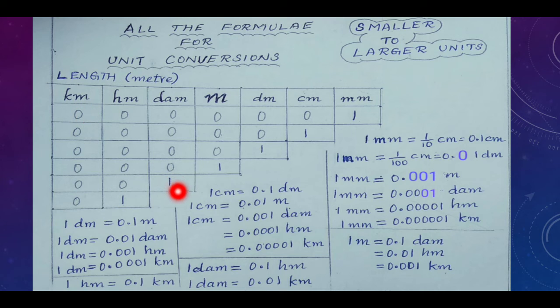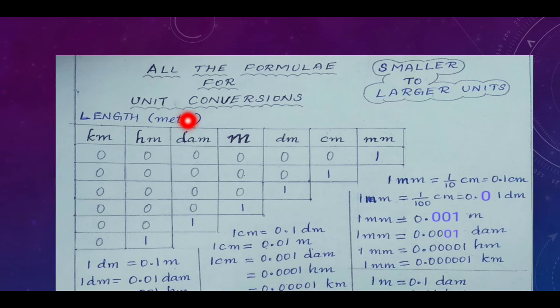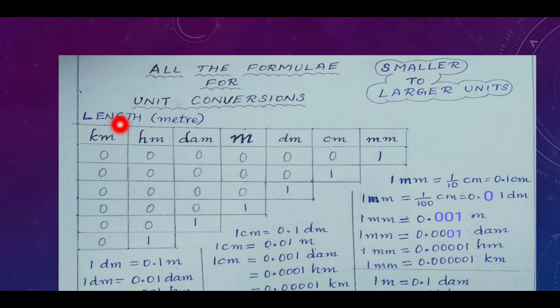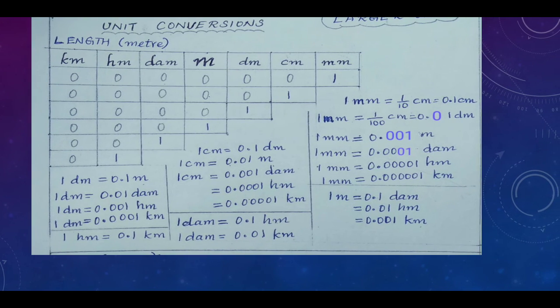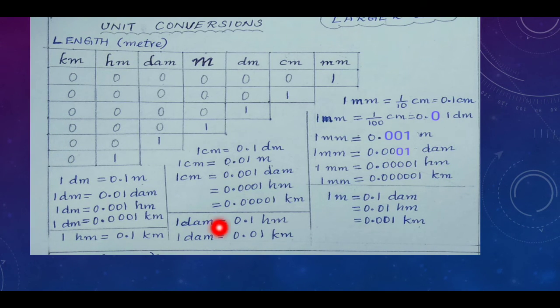And 1 decameter is equal to how many kilometers? For that, see, from decameter, we have to move 2 steps to reach kilometer. So the decimal point after 1 has to be moved 2 places towards the left. So put the decimal point here. 0.01 kilometer is equal to 1 decameter. Let us check. See, 1 decameter is equal to 0.01 kilometer.